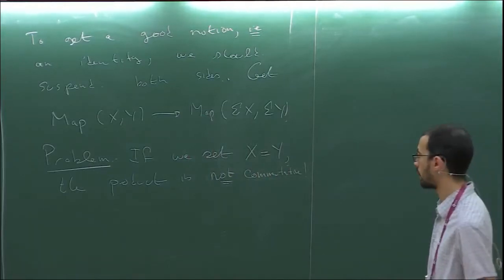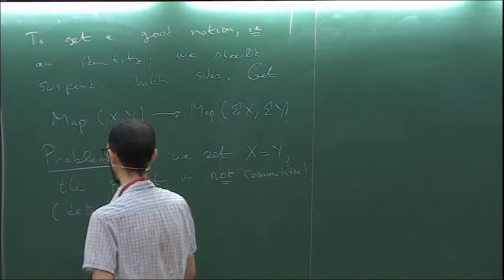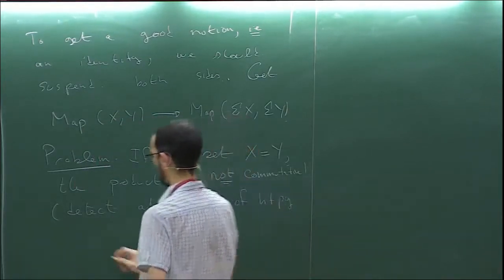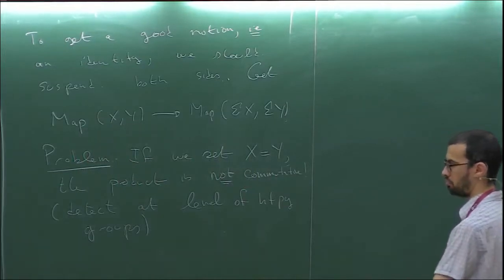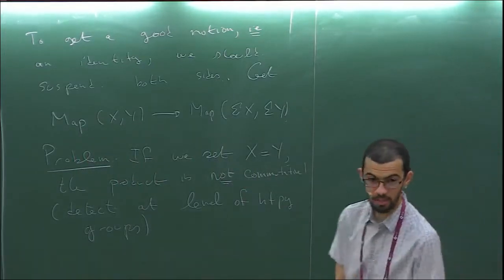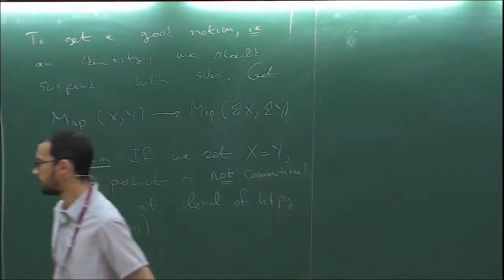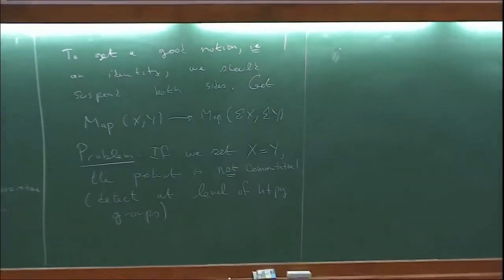You don't have a commutative product. And you can detect this at a very basic level, at the level of homotopy groups. Okay. So, how can we fix this? Amazingly enough, the answer is suspend again. The failure of the product to be commutative just comes down to the fact that if you take this map and you pinch and then you swap these two factors, that's not homotopic to just pinching once.